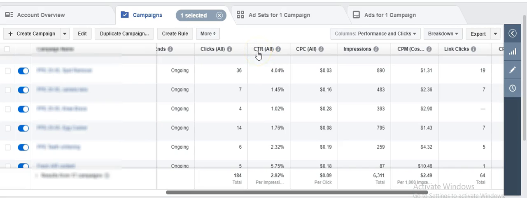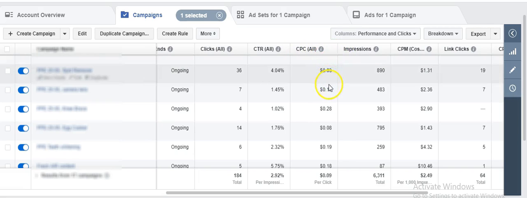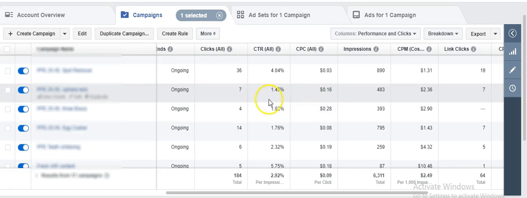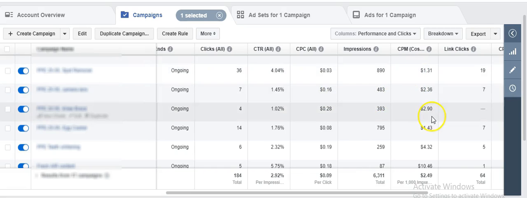That gives you your CTR on the clicks all, and it gives you another percentage if you're going by just the click-evolves right here, which is like 16 cents for the 483 impressions.